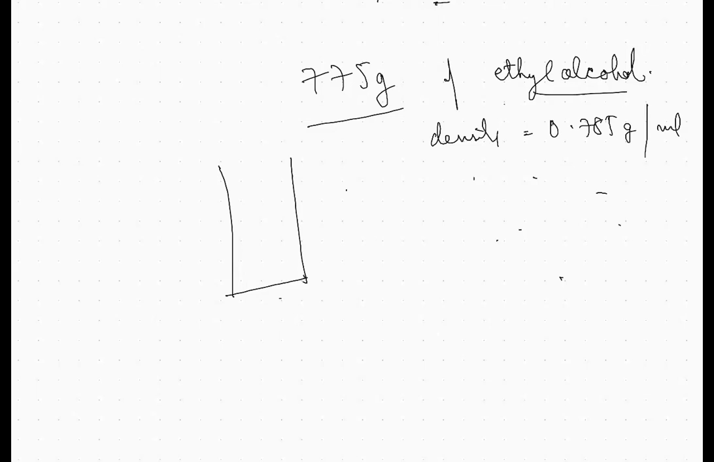We did it in this video. So they have given the density, they have given the grams, they are looking for the volume. Density was mass by volume, so here it would be mass divided by density. So I get 775 divided by 0.785, and I get the answer 987 milliliters. Yeah, 987 milliliters. Okay, that's how you get it. That's the formula.